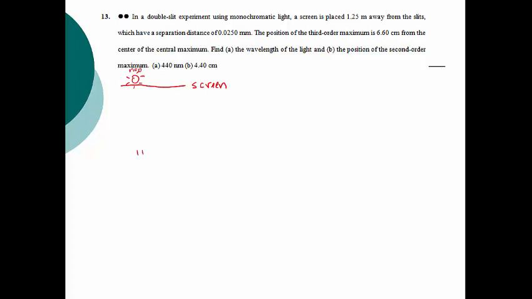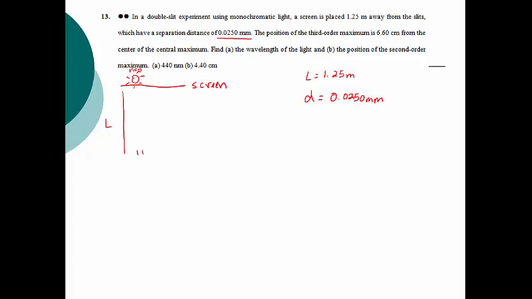So my slit distance from the screen is L, and L is 1.25 meters. And this is the separation of our slits. So d is equal to 0.0250 millimeters. So we can see that they have a very small distance between the two slits.